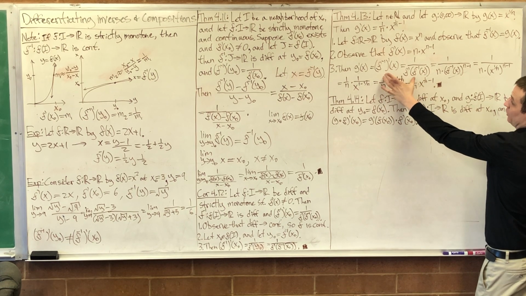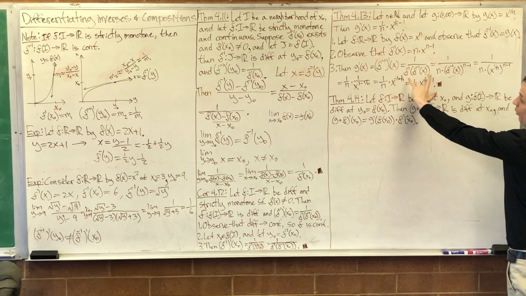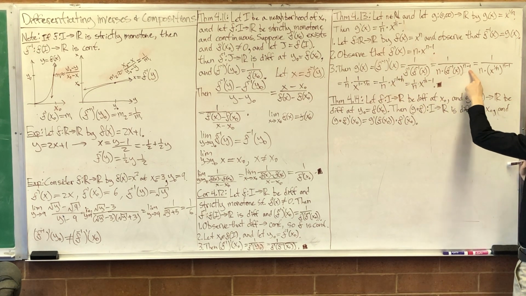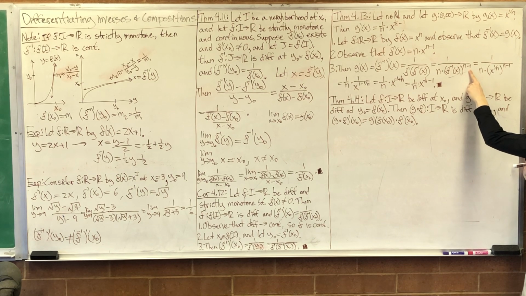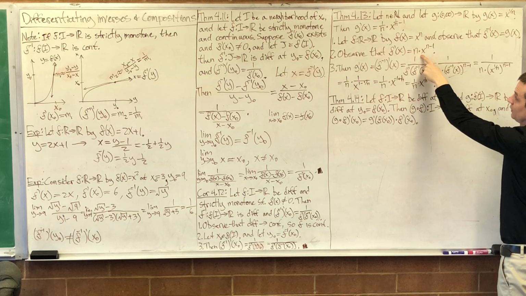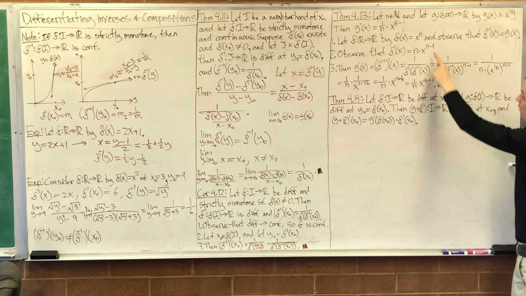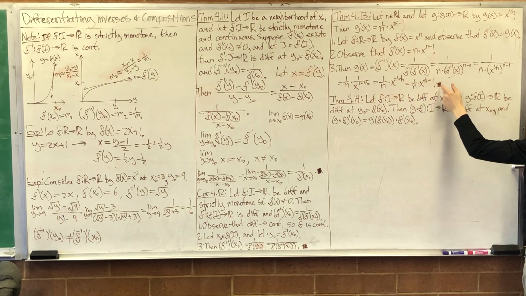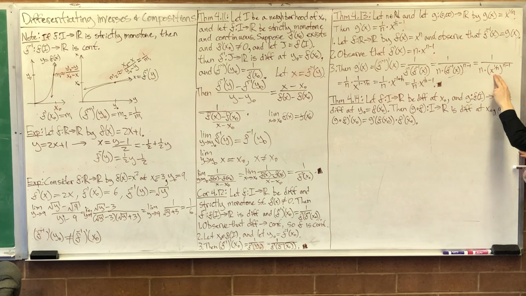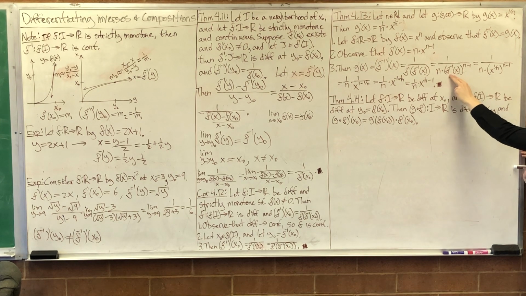So here's where we use the corollary. Now I know what f prime of anything is. It's n times that thing to the n minus 1. F prime of anything is equal to n times that thing to the power of n minus 1. And what is that thing? X to the 1 over n. That is f inverse of x.